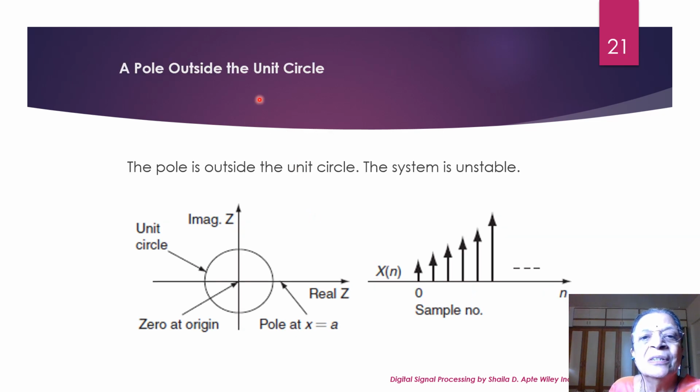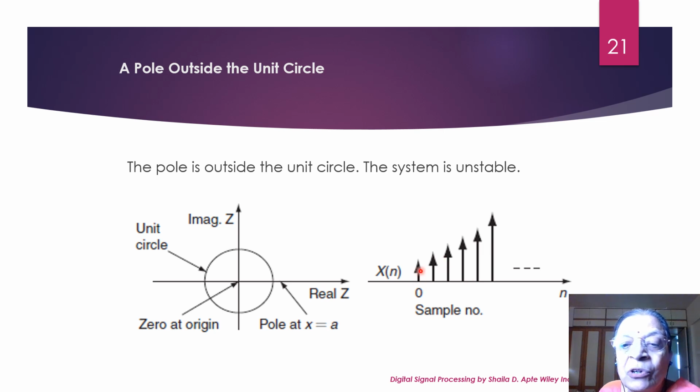Now suppose we consider the pole is outside the unit circle in the z domain. Now in this case the system will be unstable, right? So suppose I consider the pole is at z equal to a, which is outside the unit circle. Now in this case, how will the system response be?